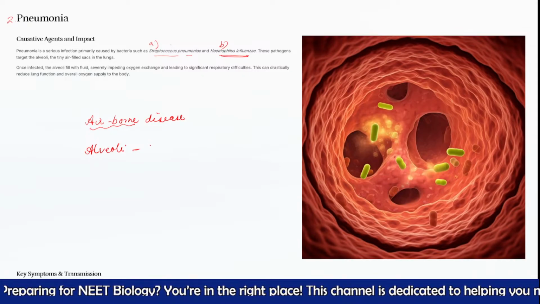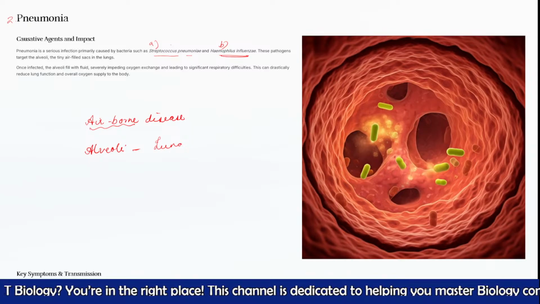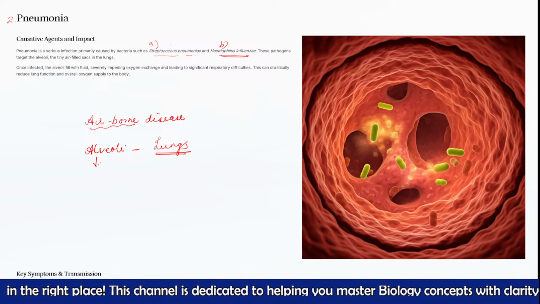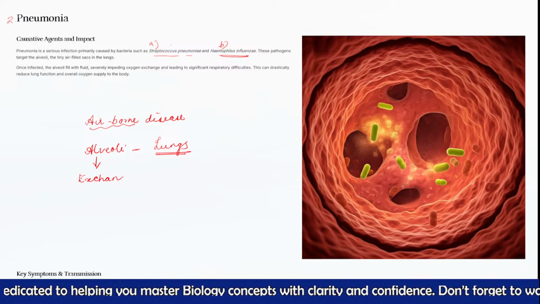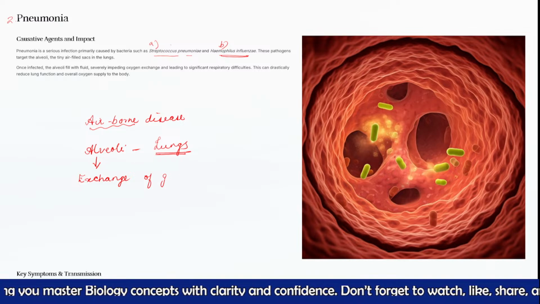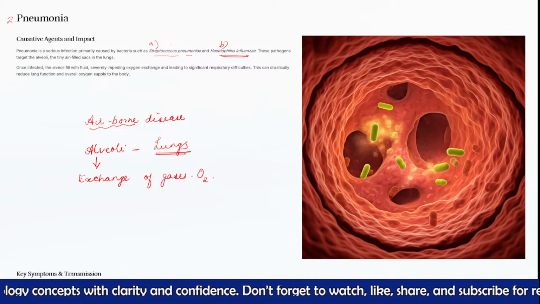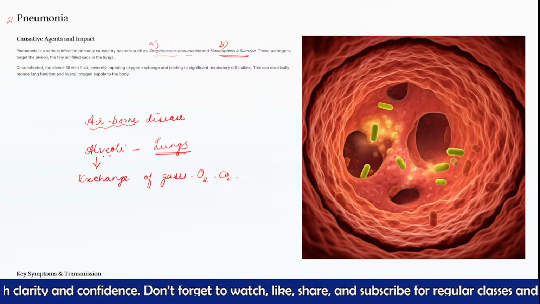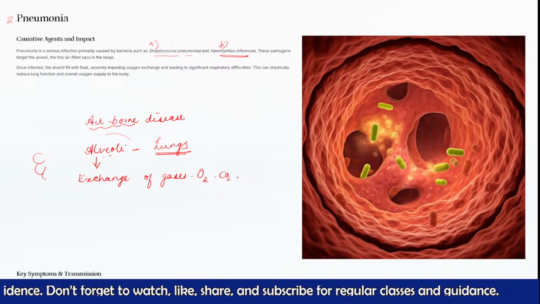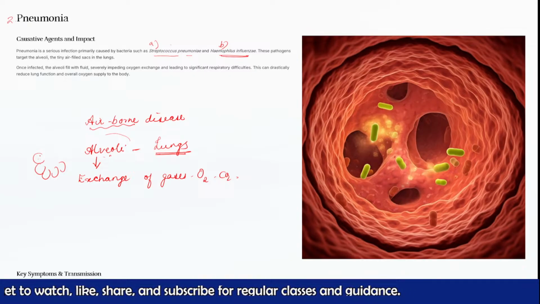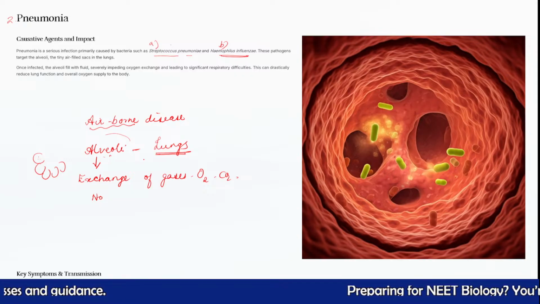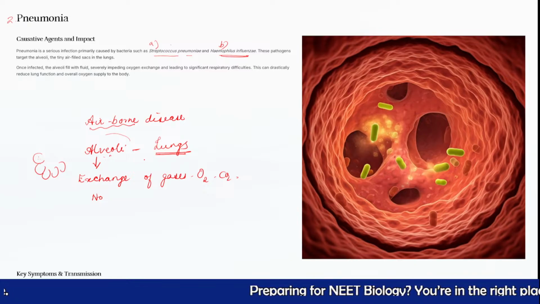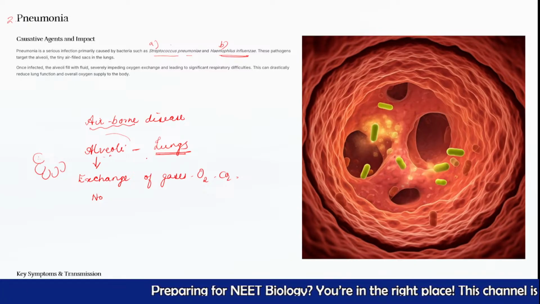The alveoli are the air sacs present in the lungs, right? We know this. The alveoli are very, very important. Why? Because through the alveoli only the exchange of gases takes place. Which are the gases? Oxygen and carbon dioxide. If there is any problem in the alveolar wall, then there is no exchange of gases. That means it affects respiration. The person will not get enough oxygen. Respiratory difficulties the person will face.